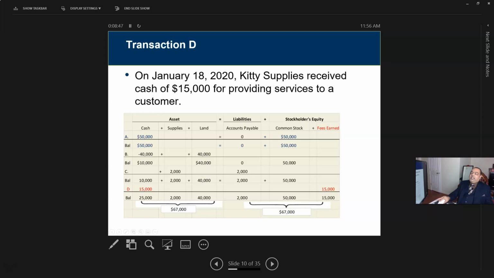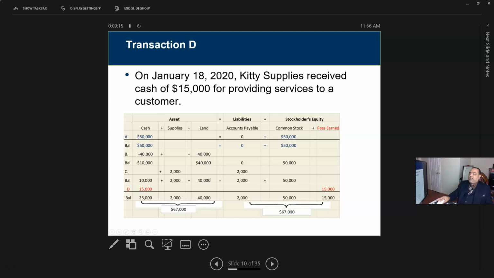On January 18, 2020, Kitty Supplies received cash of 15,000 for providing services to a customer. Now this is a cash revenue. Therefore, cash has gone up by 15,000. Earlier we had a balance of 10,000. Now our new balance of cash is 25,000. No change in supplies, so this is 2,000. No change in land, it still remains at 40,000. So the total adds up to 67,000.